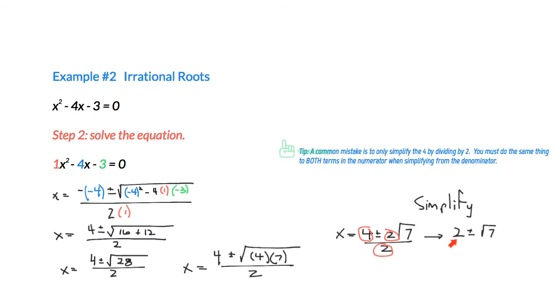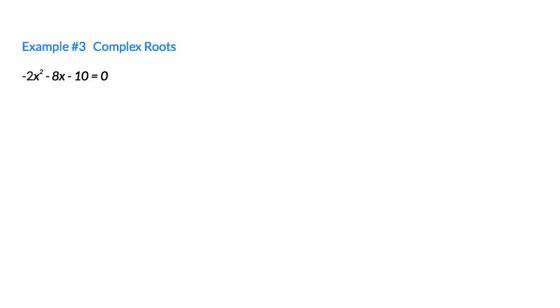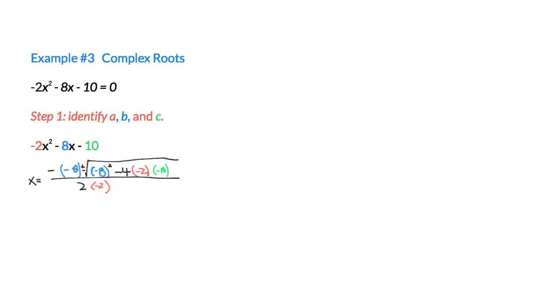Our final answer is 2 plus or minus the square root of 7, which are two irrational roots. Our last example will be one with complex roots. Let's take negative 2x squared minus 8x minus 10 is equal to 0. A will be negative 2, B will be negative 8, and C will be negative 10. Plug them into the equation.